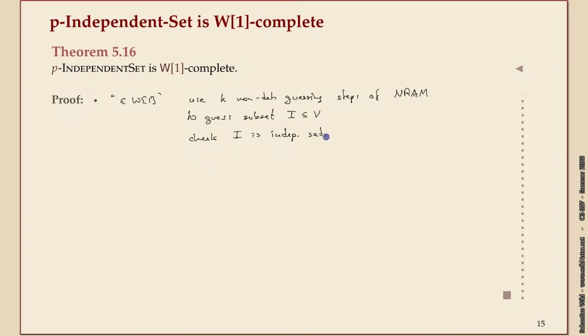So that's kappa restricted because we only do k guessing steps, and it's tail non-deterministic because everything that comes after the guessing is bounded by a function of the parameter only. Okay, so indeed the problem is in W1 because you can solve it with a kappa restricted, tail non-deterministic NRAM. Good. The interesting bit is the hardness.